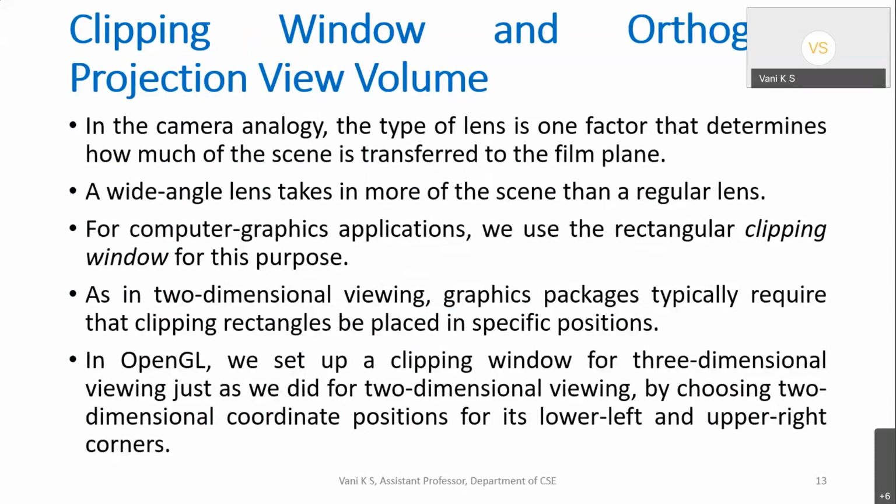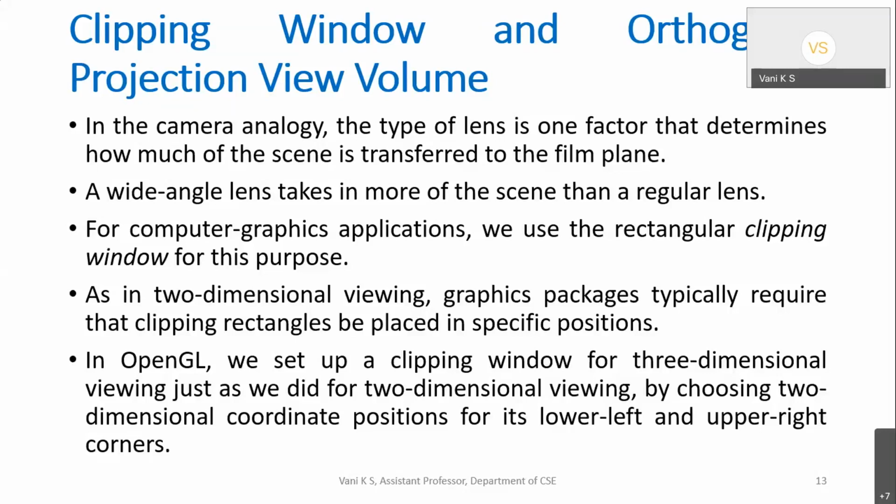A clipping window is nothing but this: whatever objects fall within the clipping window, I'll retain that. All the rest of the objects, I'll delete. That you call a clipping window. So window is with respect to 2D. Now what should it be in 3D? Here also we should have something called a view volume.